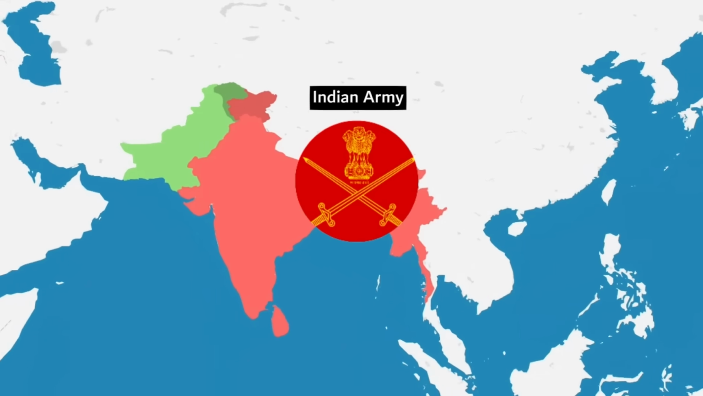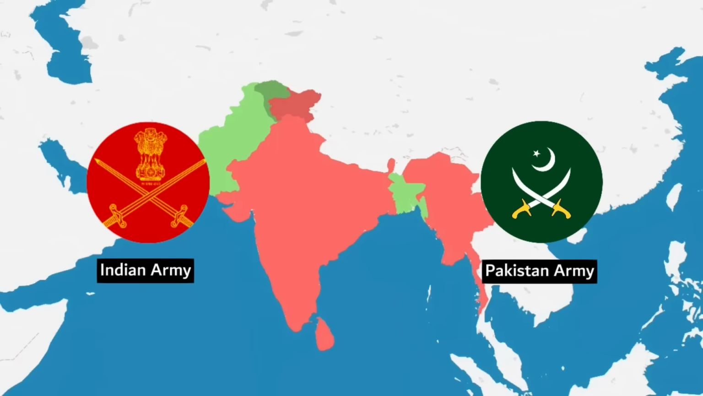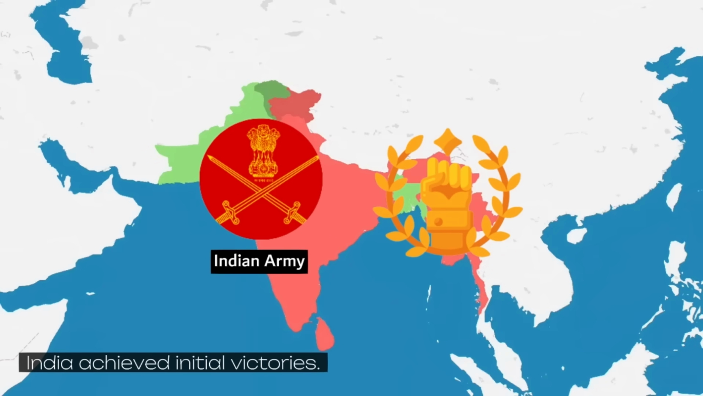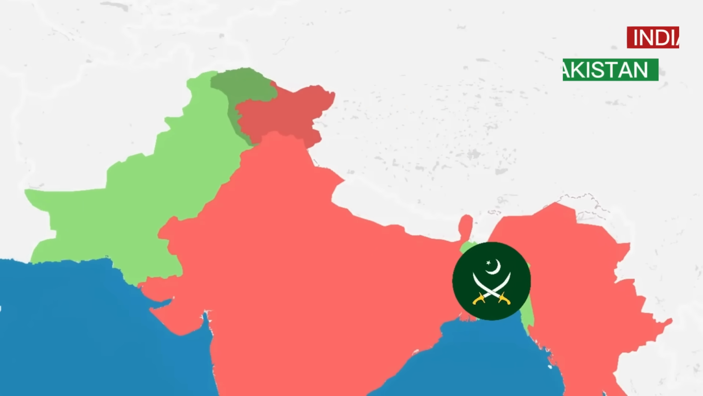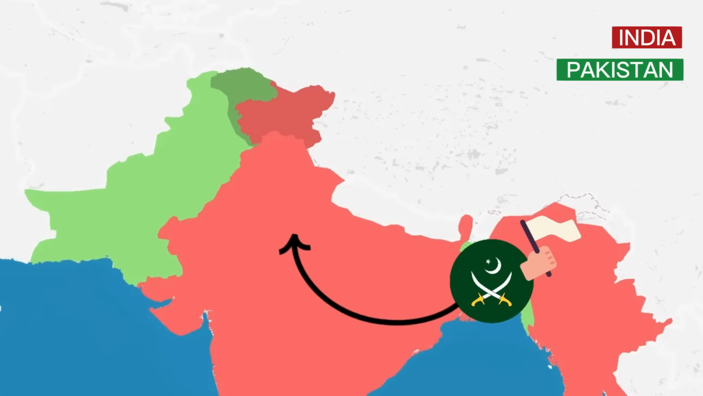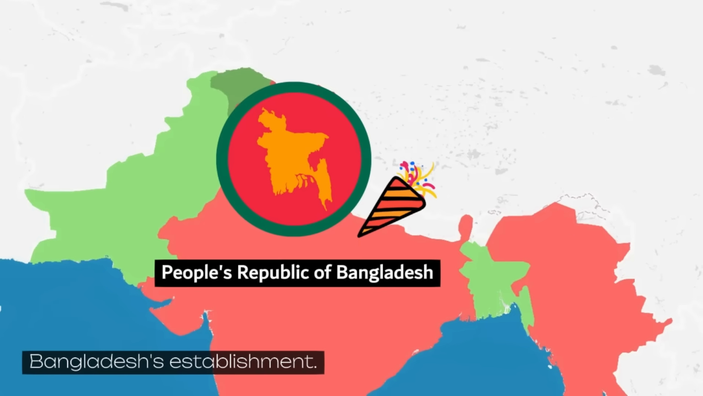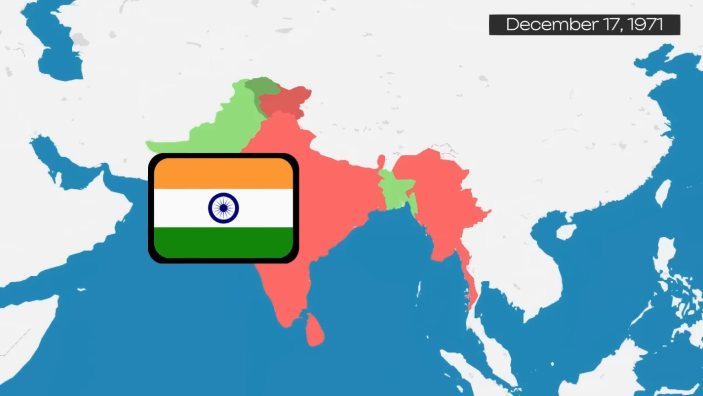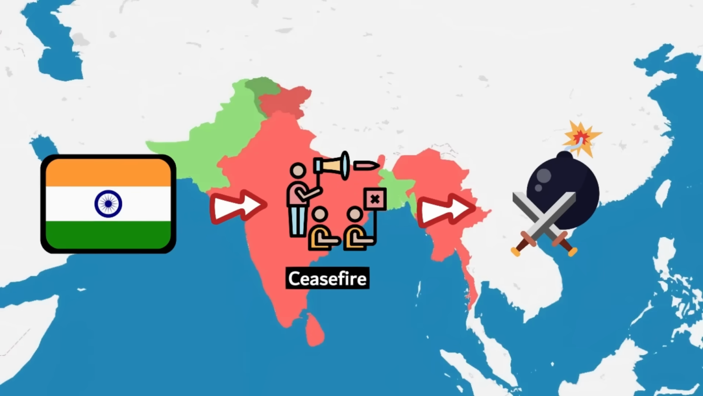Still, the Indian Army successfully held their positions. The Indian Army quickly responded to the Pakistani Army's movements to the west and achieved some initial victories. Within 2 weeks of intense fighting, Pakistani forces in East Pakistan surrendered to the joint command of Indian and Bangladeshi forces, after which the People's Republic of Bangladesh was established. On December 17, 1971, India declared a ceasefire, ending the Third Indo-Pakistani War.